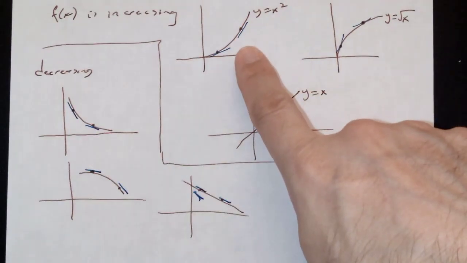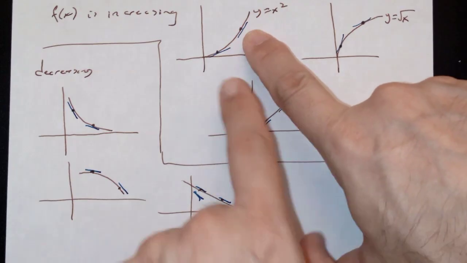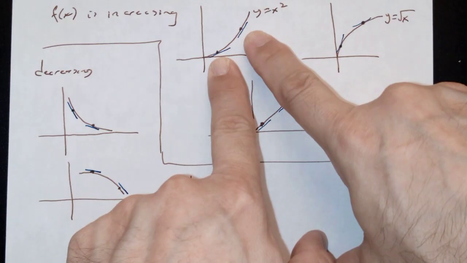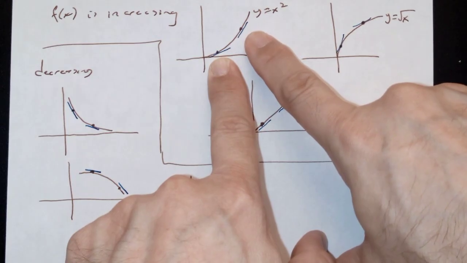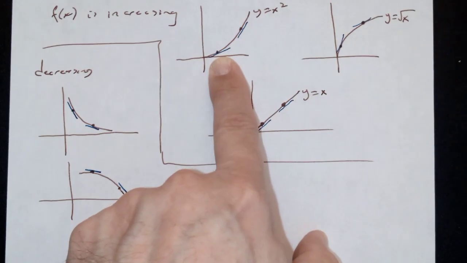In this picture, which of these 2 slopes is larger? The one on the left or the one on the right? The one on the right is larger. It's more positive, right? More positive means a steeper line.